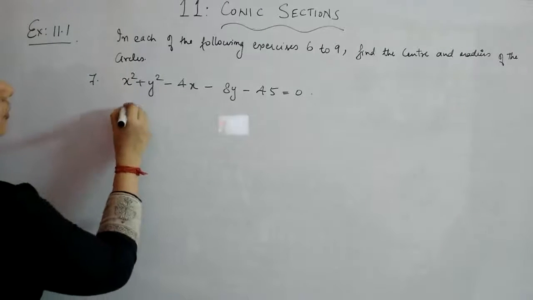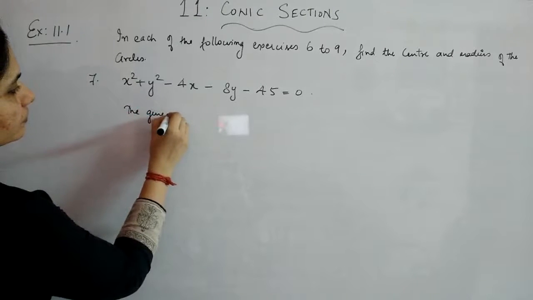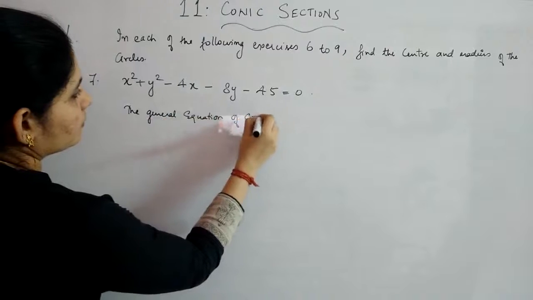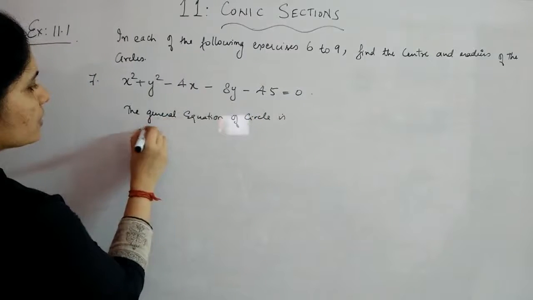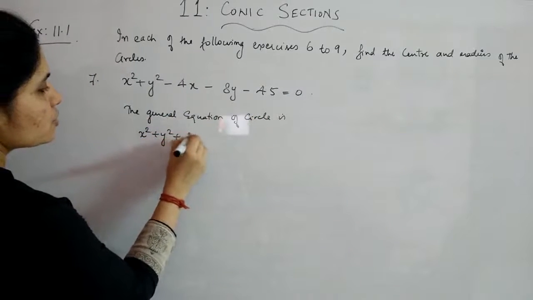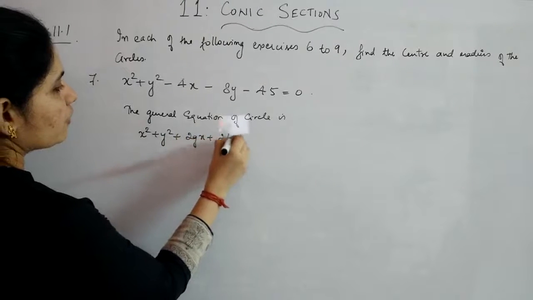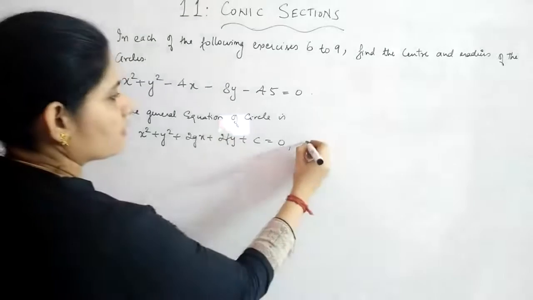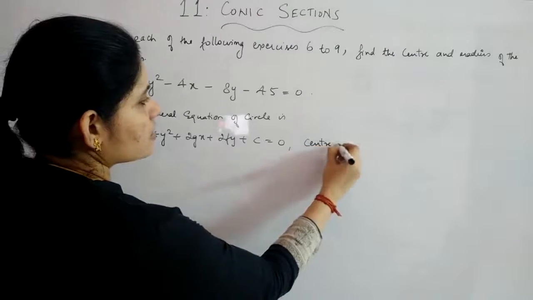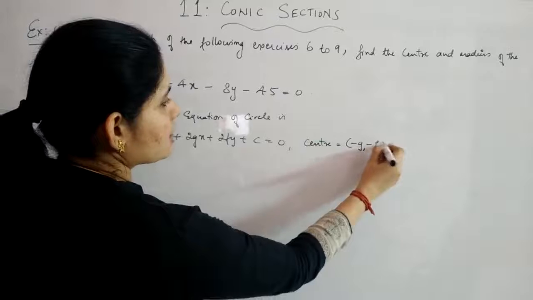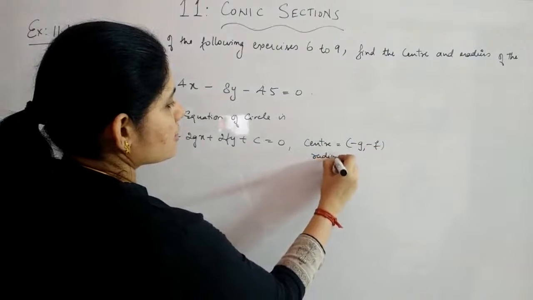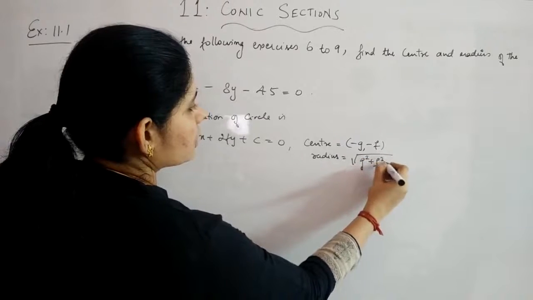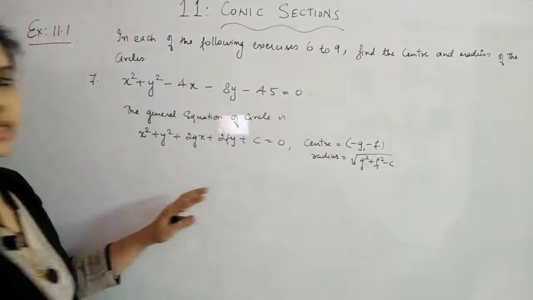Okay, the general form or the general equation of a circle is x square plus y square plus 2gx plus 2fy plus c equal to 0, where the center is equal to minus g comma minus f and radius is root of g square plus f square minus c, right? That we have already discussed.